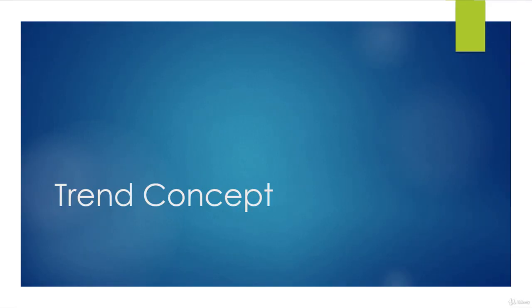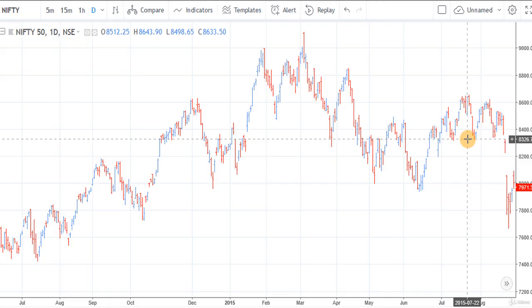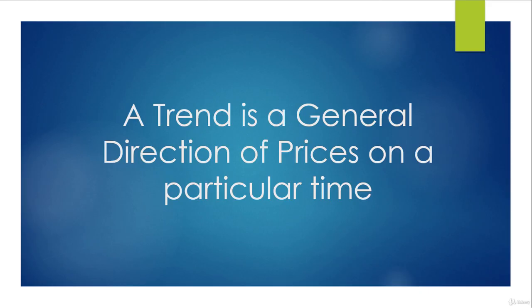Now in this lecture we will learn what a trend is and understand how the market responds to a trend. The price chart of a security may appear like a random distribution, but this is not so. The market always moves with the trend unless some external force pushes it in the opposite direction. A simple definition of trend is the general direction of price movements over a specified time.